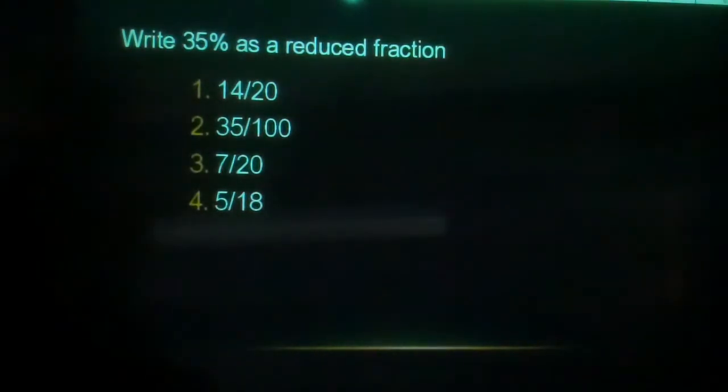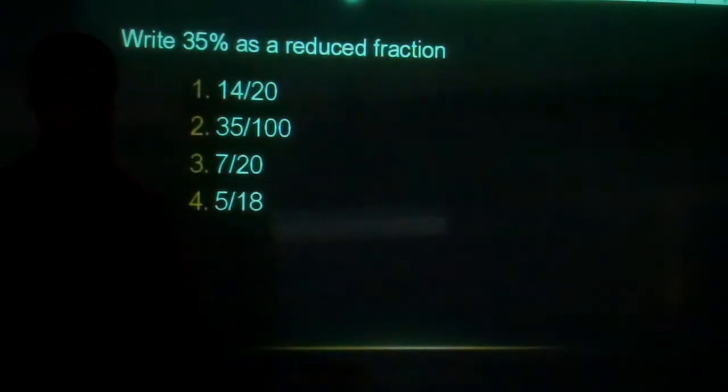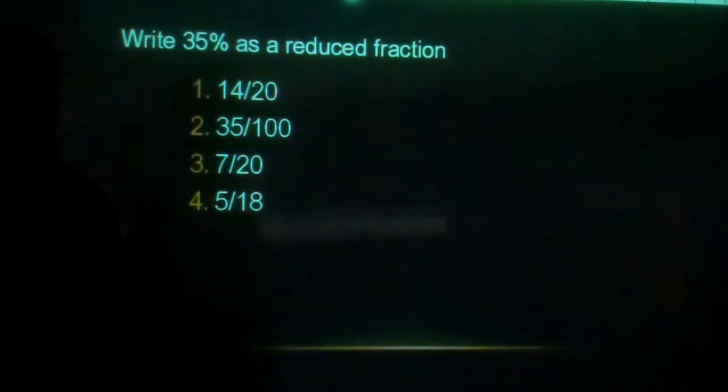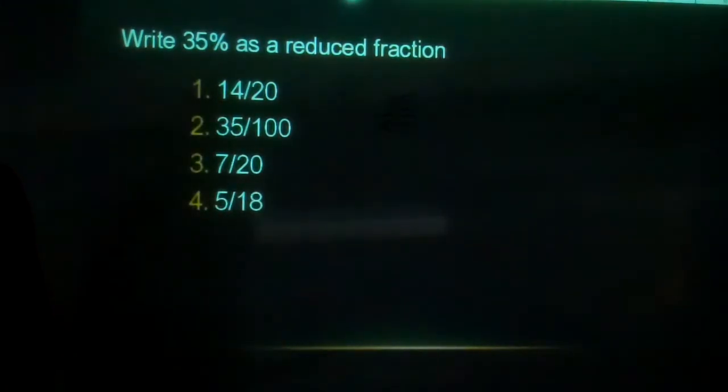Right, 35% as a reduced fraction. Well, where do we start here? Well, what are percents out of? They're out of 100. So 35 out of 100 is where we're going to start. But we want it reduced.